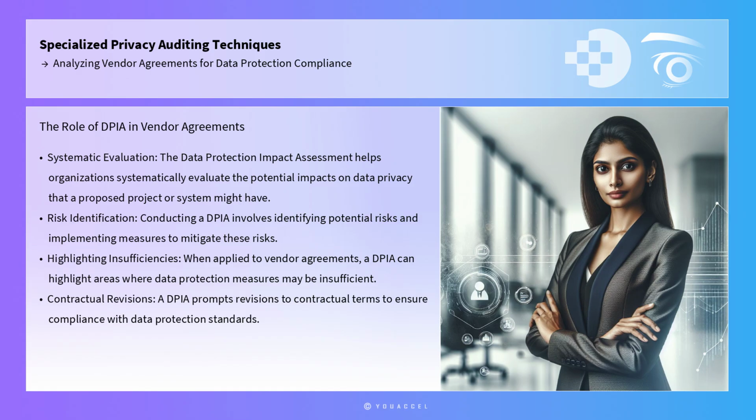A practical tool for analyzing vendor agreements is the Data Protection Impact Assessment, which helps organizations systematically evaluate the potential impacts on data privacy that a proposed project or system might have. Conducting a DPIA involves identifying potential risks and implementing measures to mitigate these risks. When applied to vendor agreements, a DPIA can highlight areas where data protection measures may be insufficient, prompting revisions to contractual terms to ensure compliance.